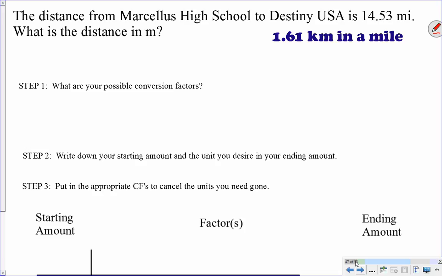We're going to do 2 more problems together. The distance from Marcellus High School to Destiny, USA is 14.53 miles. What is the distance in meters? So you might want to just take a minute and see if you can figure this one out, and I'll put the answer up in just a moment.